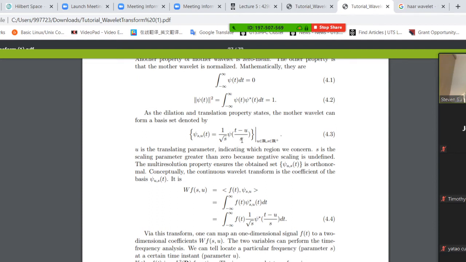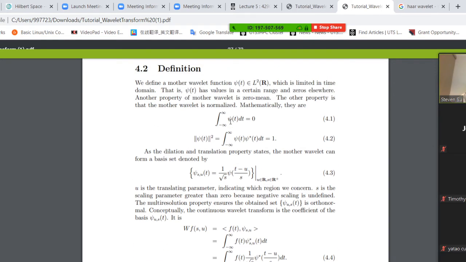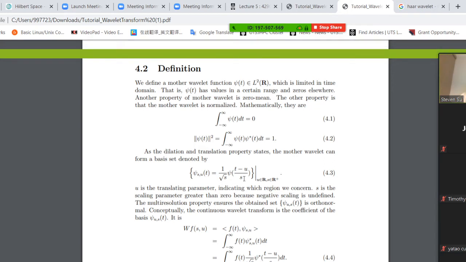You can see you have s, you have u. This function, if the original one is phi t, can you imagine what's phi of (t minus u) over s? So the s gives you a dilation, or gives you the scale. You can compact the signal, or you can dilate the signal. This is called the scaling factor. And you also have a translation vector, this u. You can move the function to a particular location.